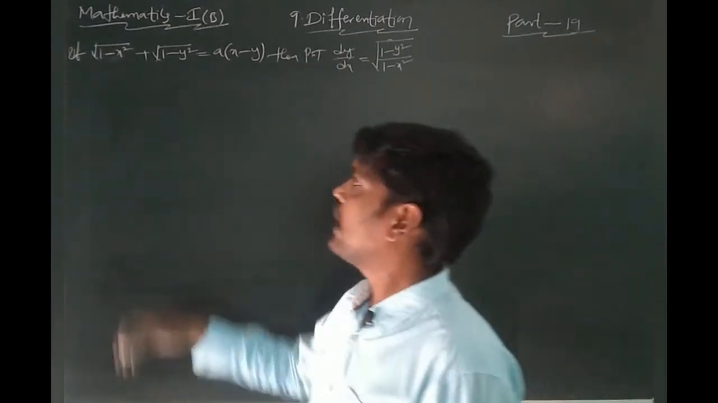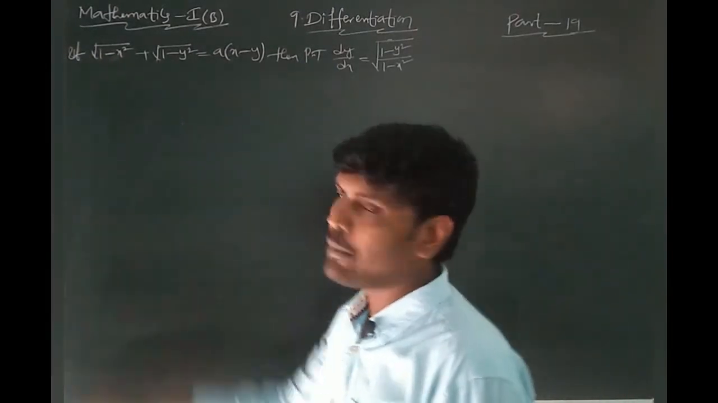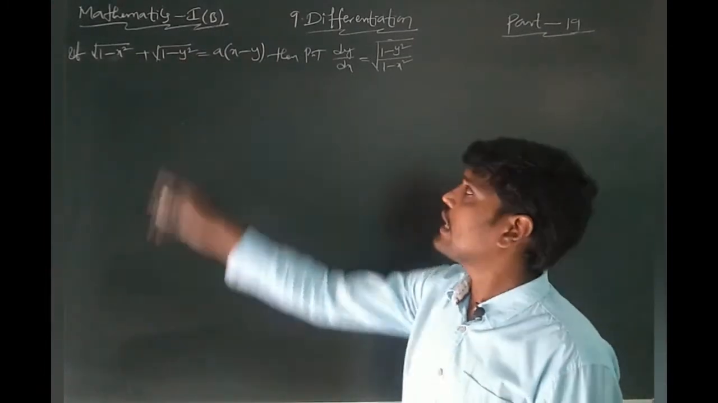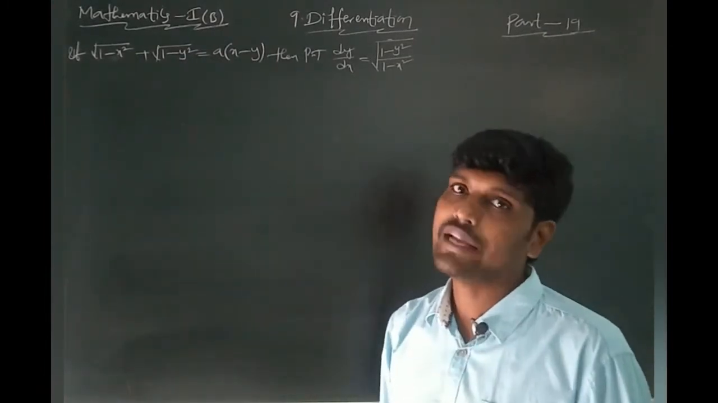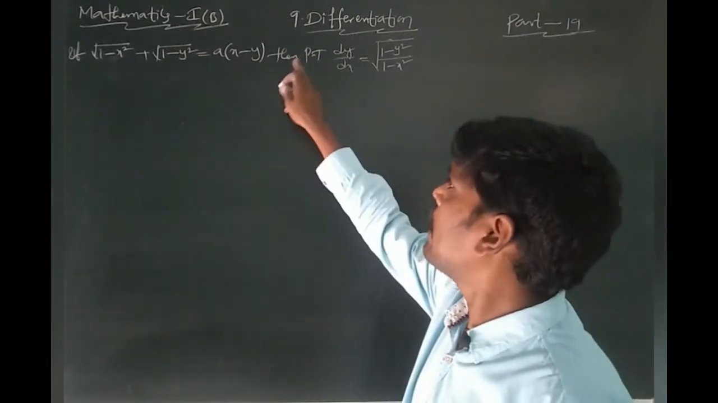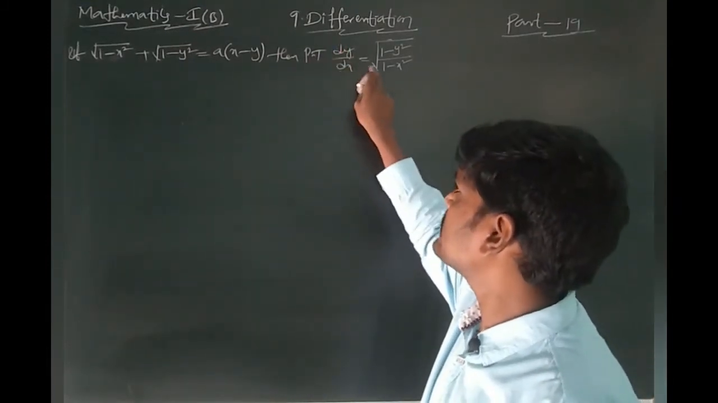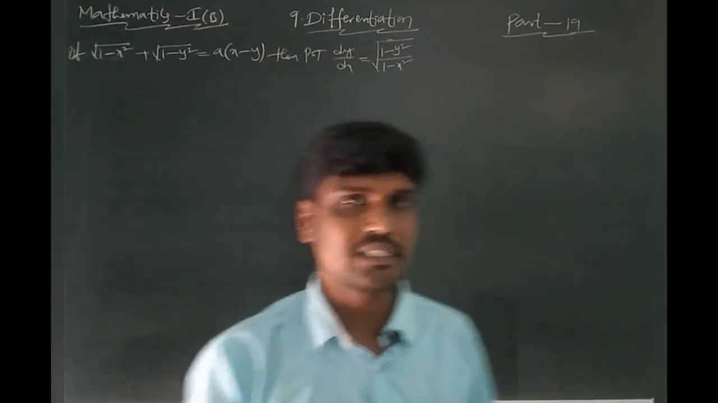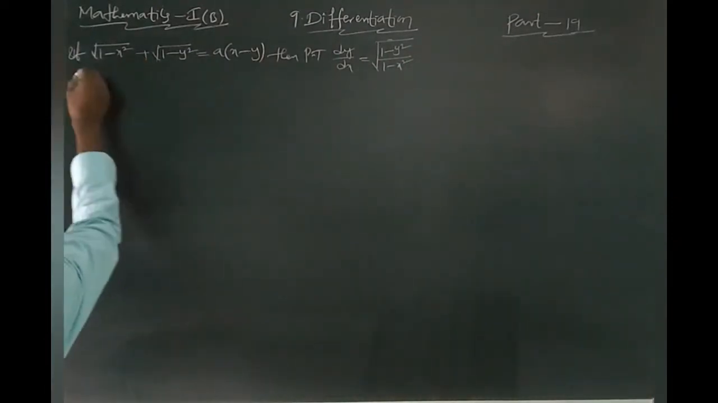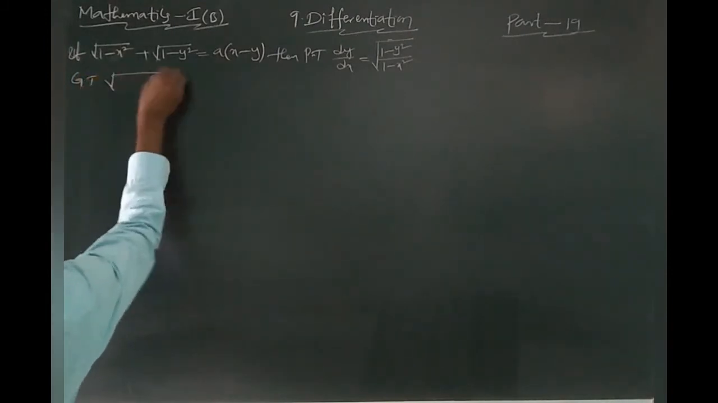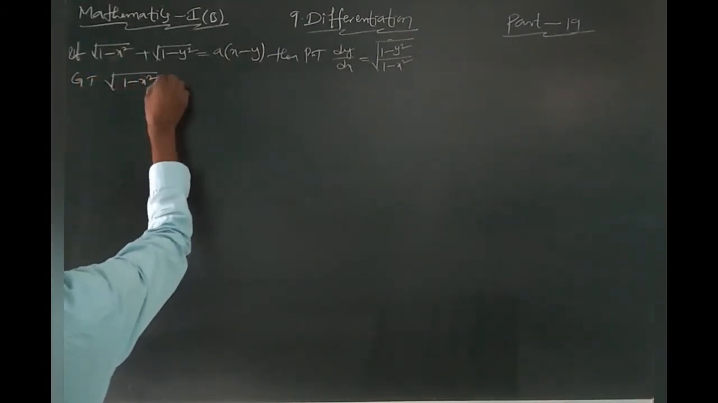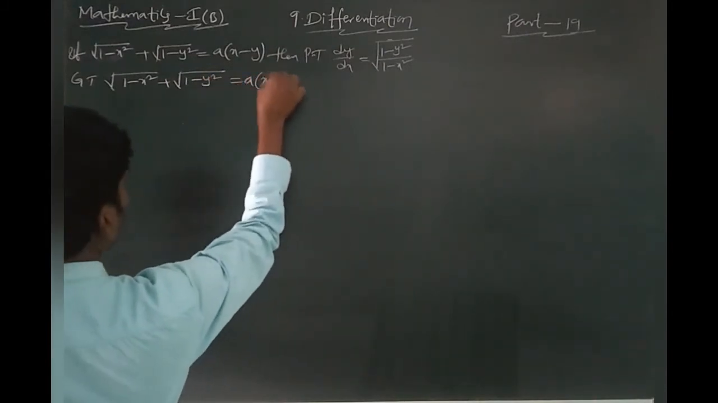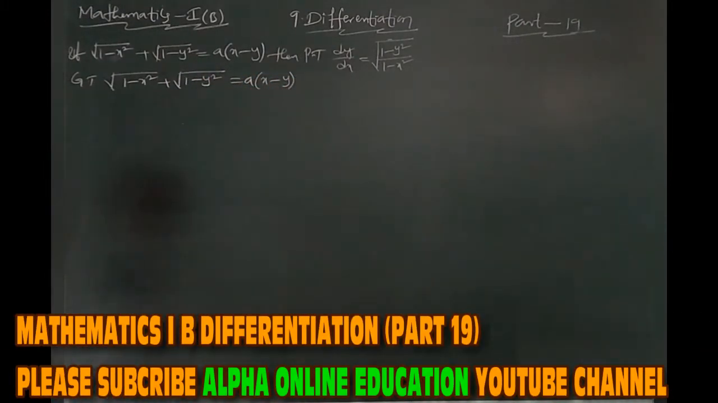Read that problem. If square root of 1 minus x square plus square root of 1 minus y square is equal to a into (x minus y), then prove that dy by dx is equal to square root of (1 minus y square) by (1 minus x square). See students, first of all we take the given: square root of 1 minus x square plus square root of 1 minus y square equal to a into (x minus y).